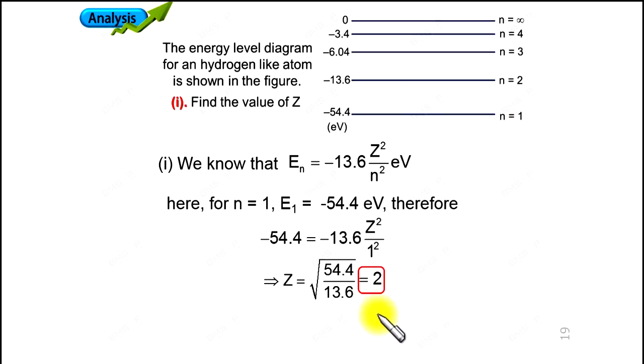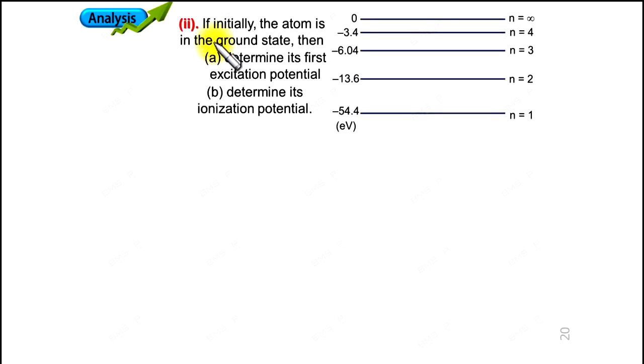Okay, now let us move to the next part of the question. This is the next part. The question is, if initially the atom is at ground state, that means the electron is at ground state, corresponding to n equal to 1.